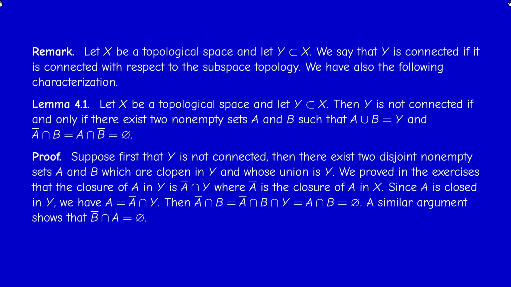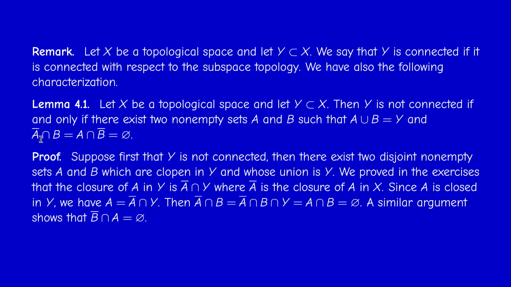If Y is not connected according to our initial definition, then there exists a separation in this more general sense. So of course, A, B is a separation. Note that A and B are closed in Y, so their closures in Y are disjoint. Okay, but we have something here.